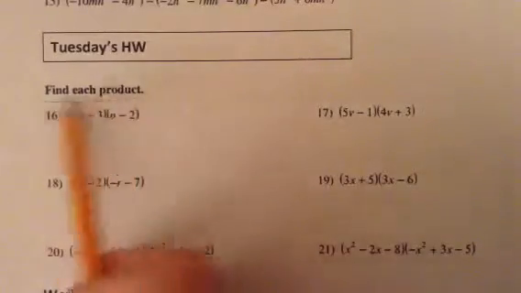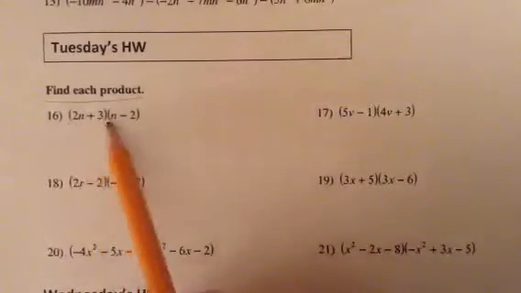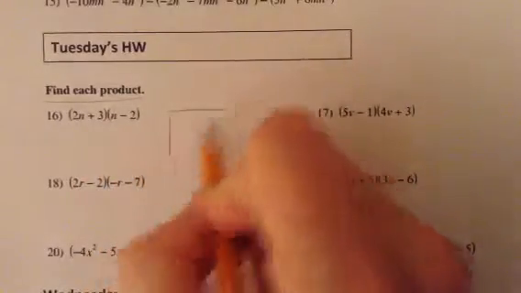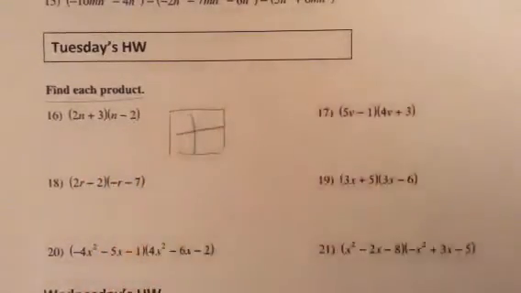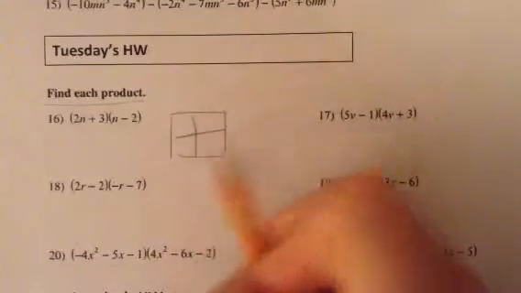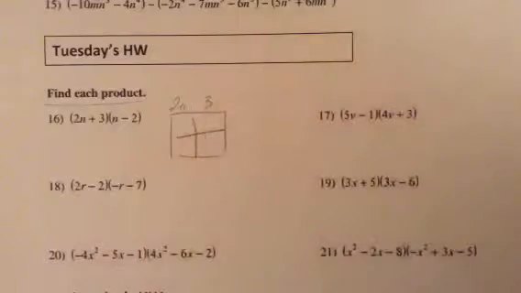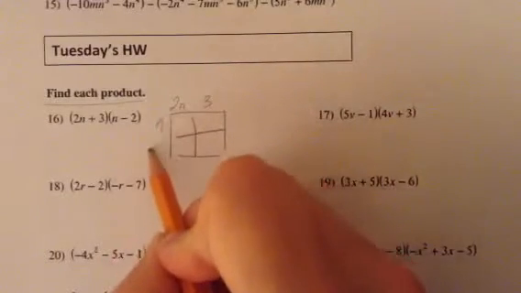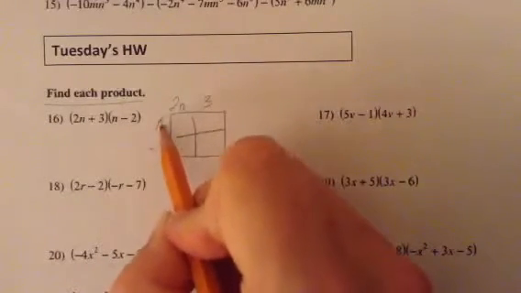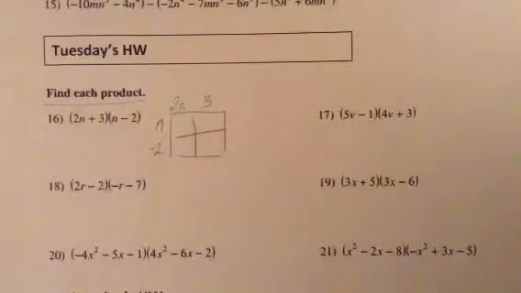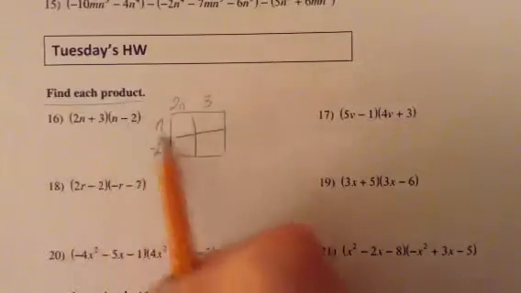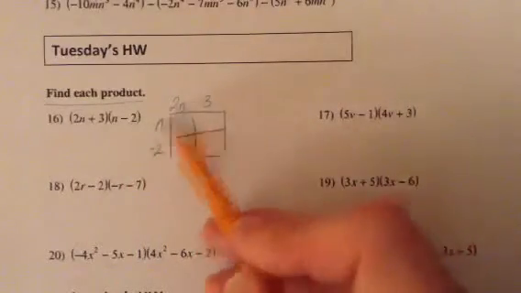If you have 2 terms times 2 terms, you need a 2 by 2 box. What you're doing is imagining you have an area of 2n plus 3 here, and then on this side, you have an n minus 2, so the negative 2 there. And what we're going to do is multiply.